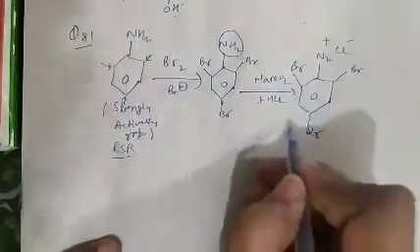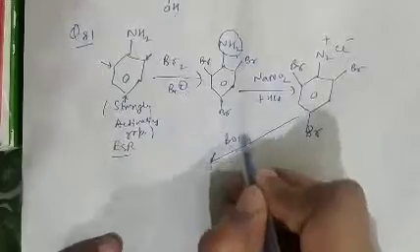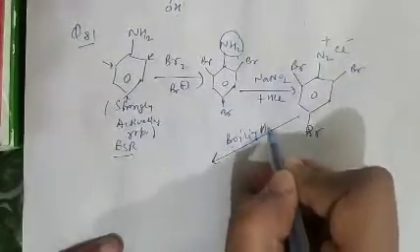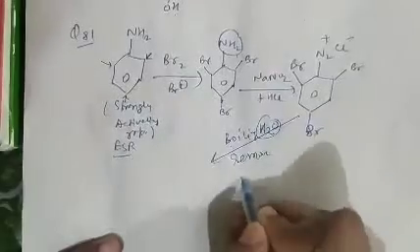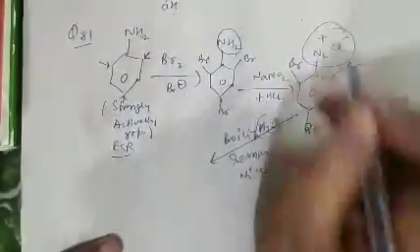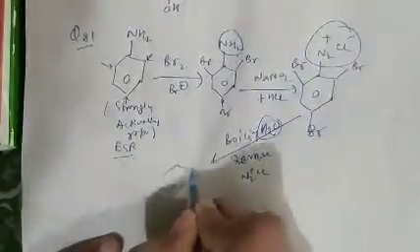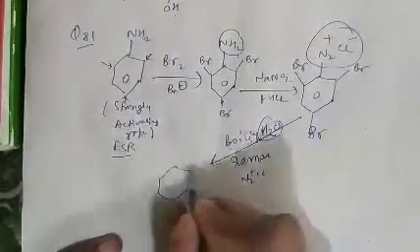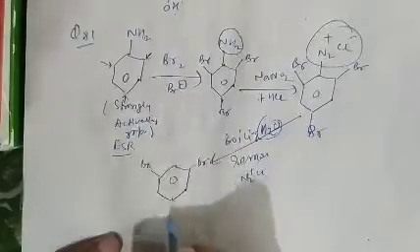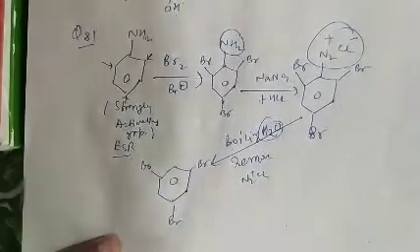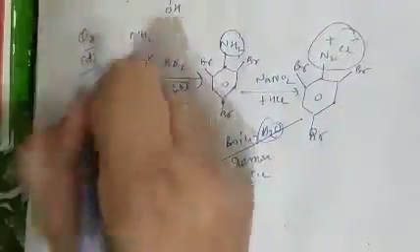Now when boiling water is used, it will remove the N2Cl group, so the product obtained will be this one, benzene with Br and Br. So for question number 81, option D is correct.